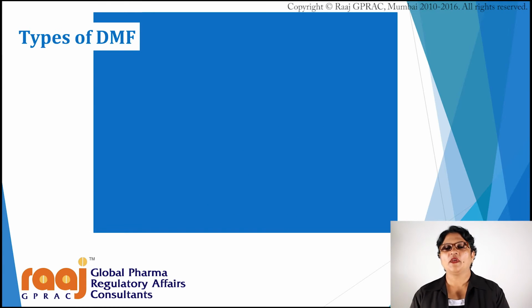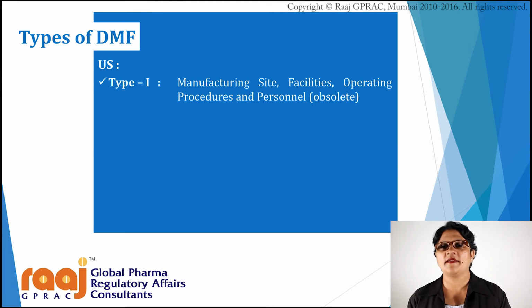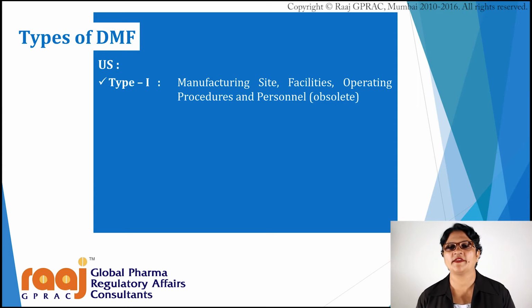So there are various types of DMF. There are 5 types. Type 1 is a manufacturing site, facilities, operating procedure and personnel, which has become obsolete as on date.